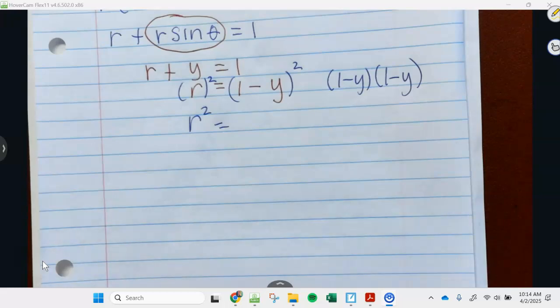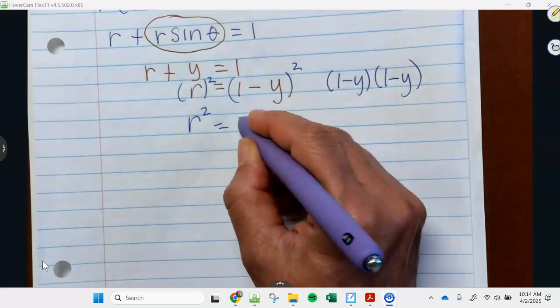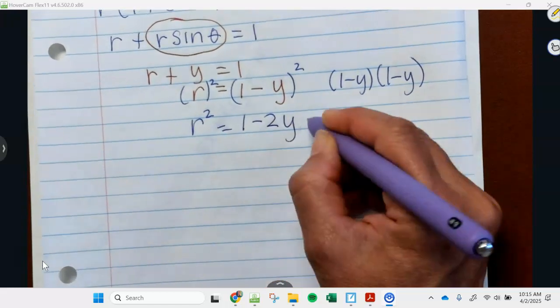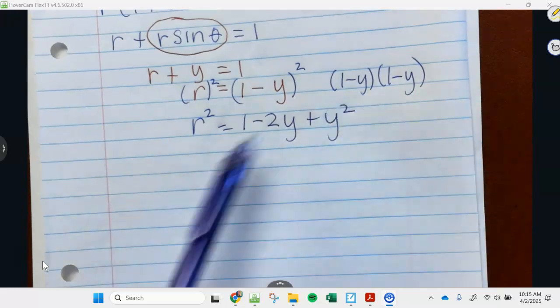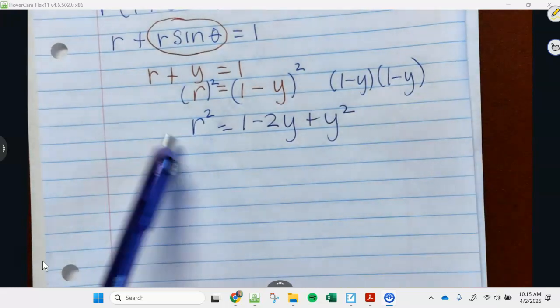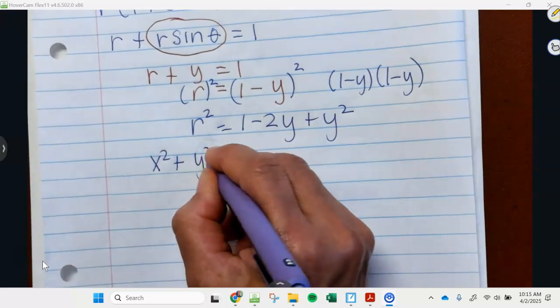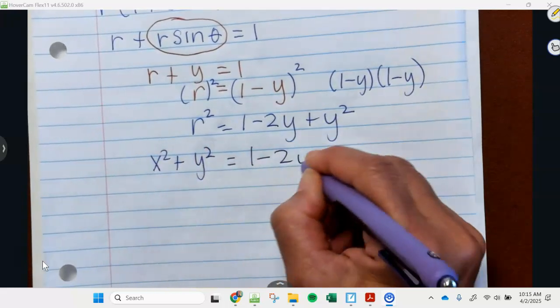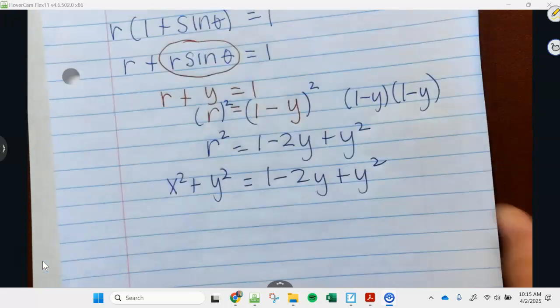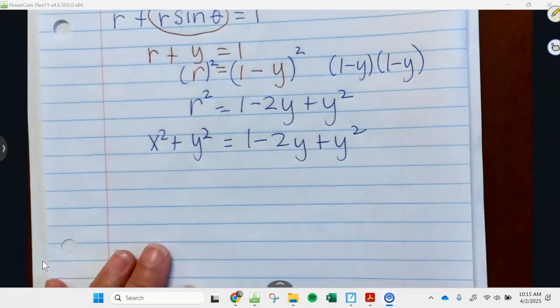I'm not telling you yet. You FOIL it. Okay, I'm going to tell you. Here's what you should have got. And then we got to code for this. I know exactly what that is. That's x squared plus y squared. Cool. Just move your x's and y's over.